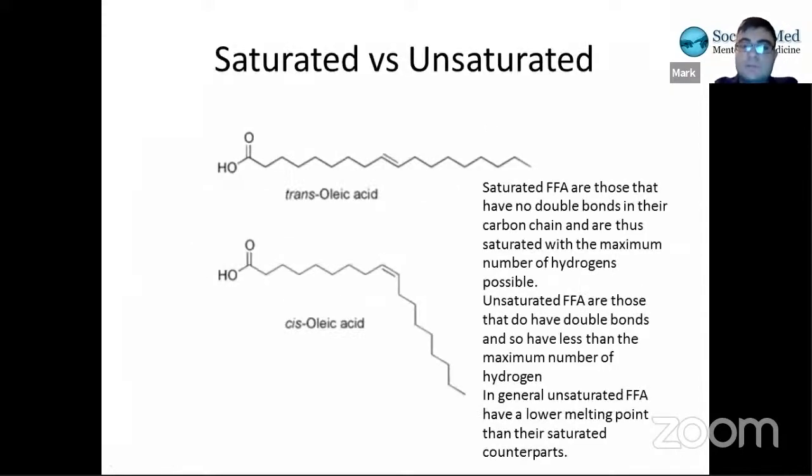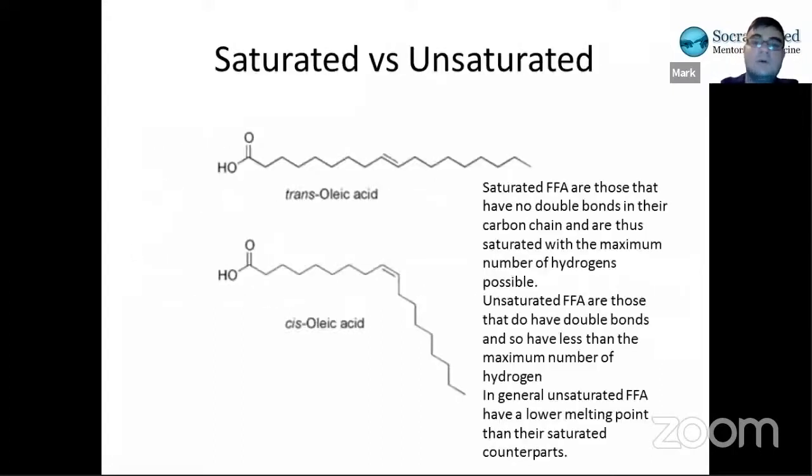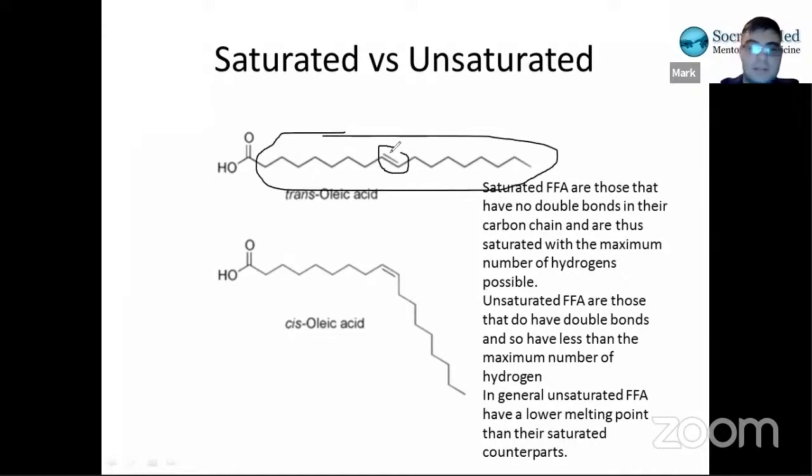So in terms of saturated versus unsaturated, this is a common thing that you'll see with fatty acids. What you saw previously is called saturated, whereas this is called unsaturated. And the difference is that in this long chain, an unsaturated will have a double bond or multiple double bonds throughout its structure, whereas something that's saturated will not have any double bonds at all. It'll only have single bonds.